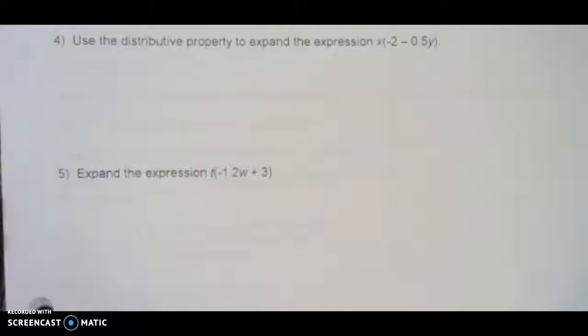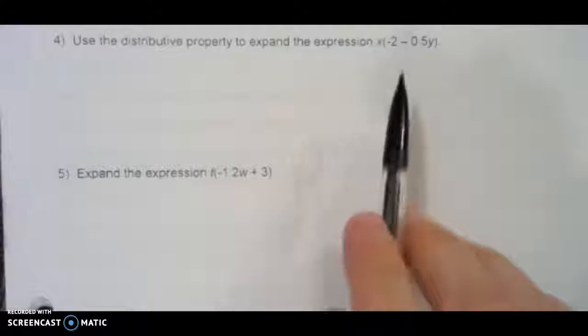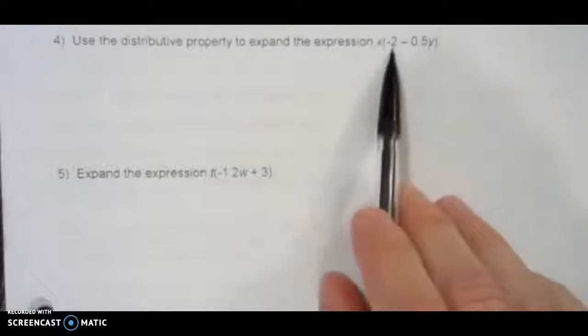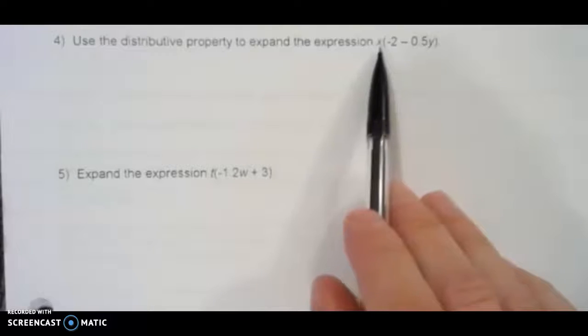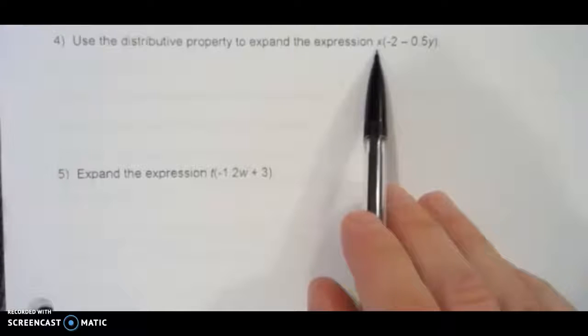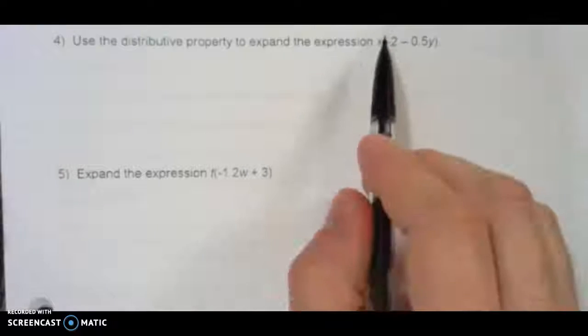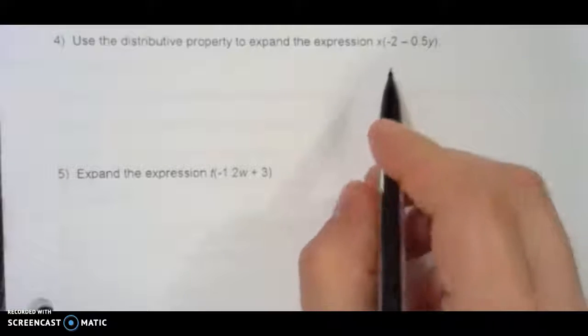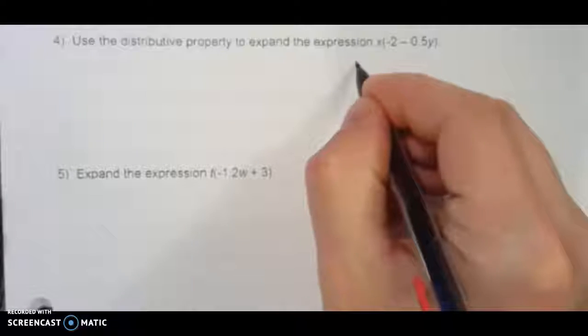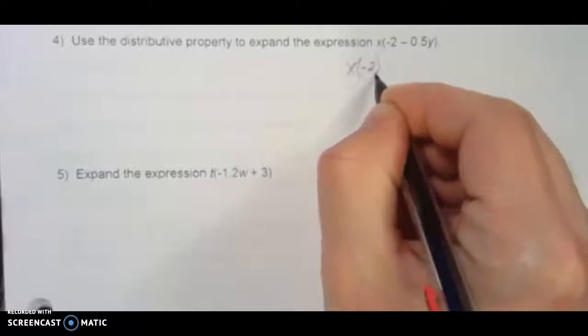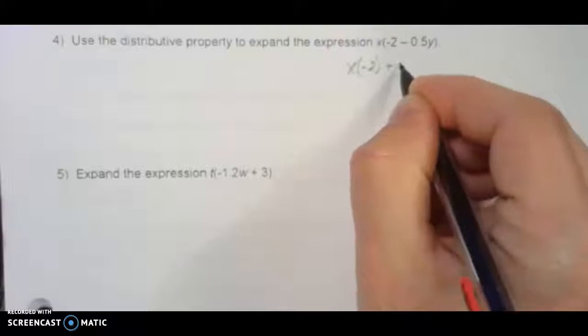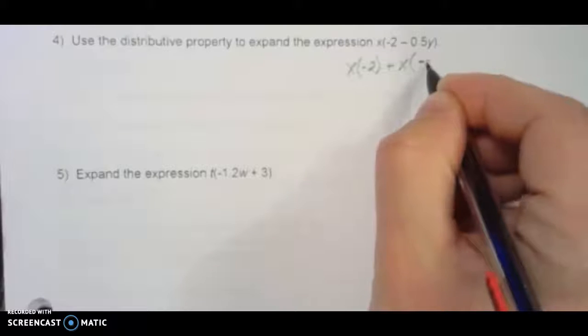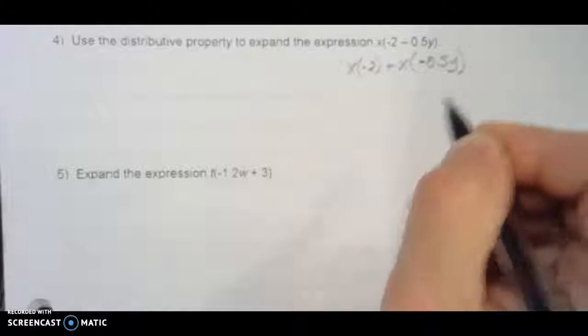In example 4, we're using the distributive property to expand the expression x times negative 2 minus 5/10 y. Again, I can't combine what's inside of the parentheses because I have a constant and I have a variable term, and so I have to use the distributive property. And notice what we're going to distribute in this case is a variable. Same process as before. Whatever's on the outside is going to multiply each term on the inside. So the first thing we're going to do is x times negative 2, and then we're going to do plus x times negative 5/10 y.